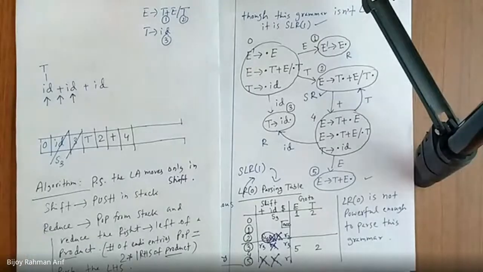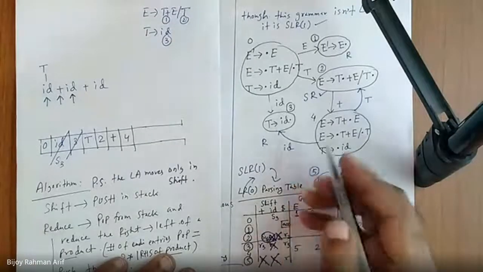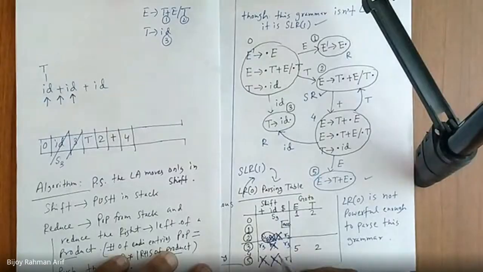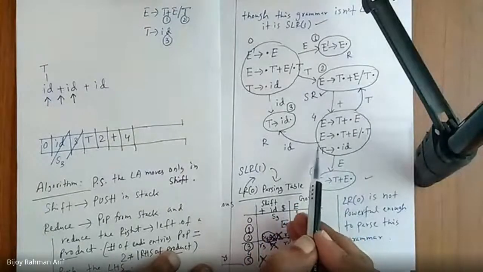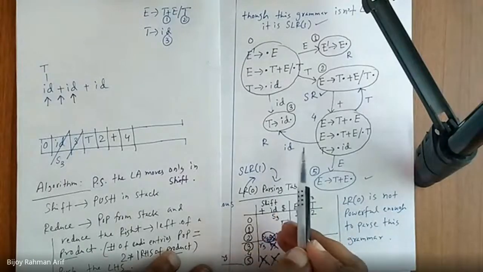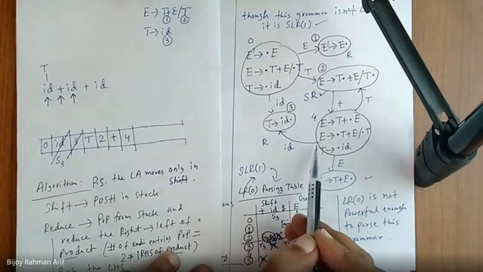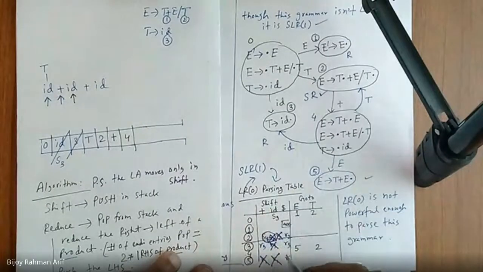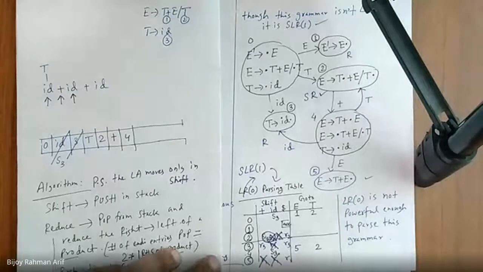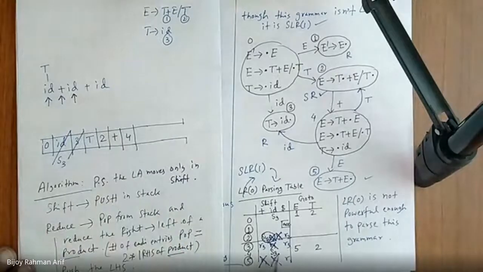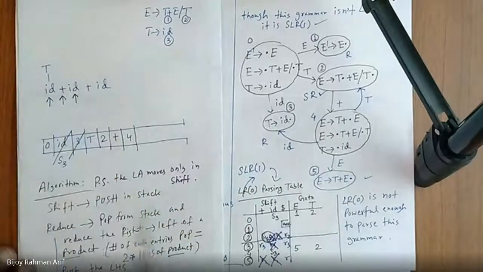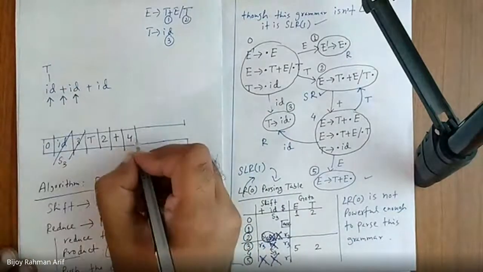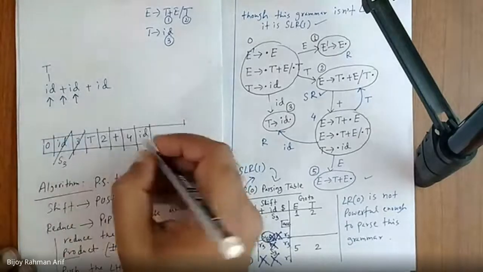4 seeing ID, going to state 3. R3, reduce. No, sorry, I'm making a correction. In the table, it is shift 3. 4 seeing ID going to shift 3. Why did 4 seeing ID go to shift 3? So I'm going to push ID and the new state would be 3.